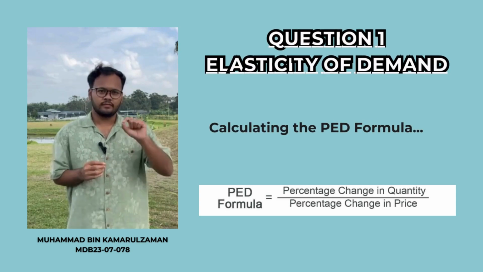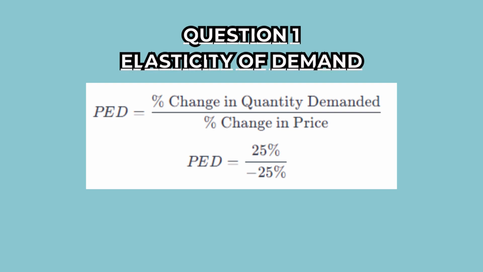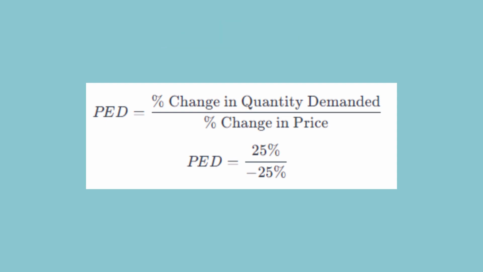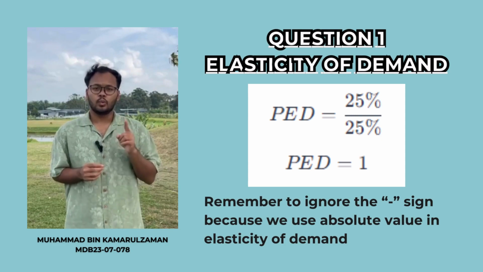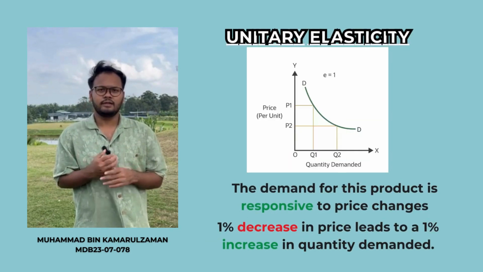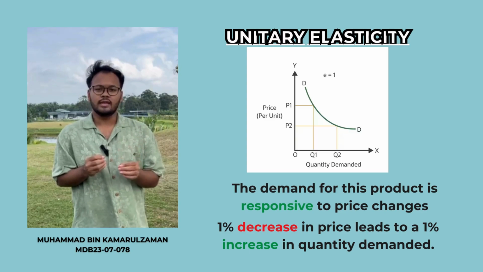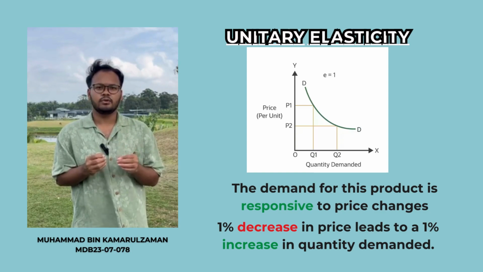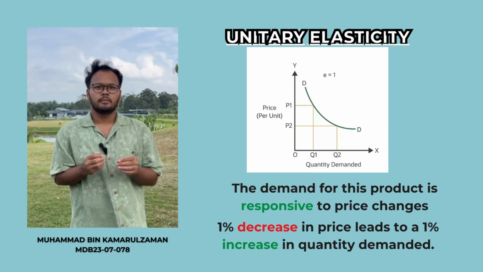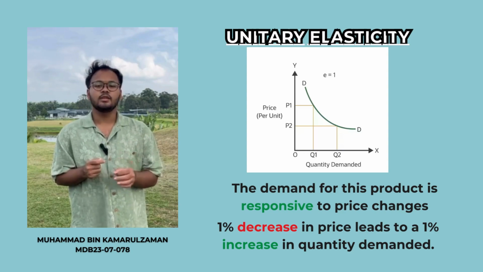Now, we can use these values to find the PED. The elasticity of demand is equal to the percentage change in quantity demanded divided by the percentage change in price, which is 25% over negative 25%. PED is equal to 1. Remember that we take the absolute value. To find the elasticity of demand for this product, we can interpret that the result is unitary elasticity. It suggests that the demand for this product is responsive to the price change. This means that a 1% decrease in price leads to a 1% increase in quantity demanded.